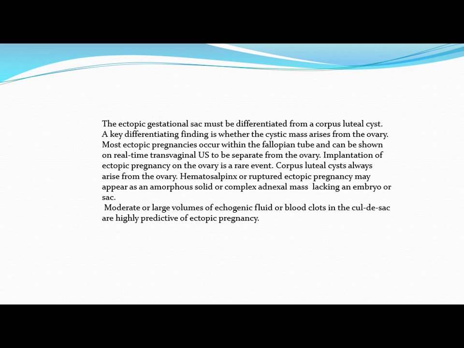Hematosalpinx or ruptured ectopic pregnancy may appear as an amorphous, solid, or complex adnexal mass lacking an embryo or sac. Moderate or large volumes of echogenic fluid or blood clots in the cul-de-sac are highly predictive of ectopic pregnancy.